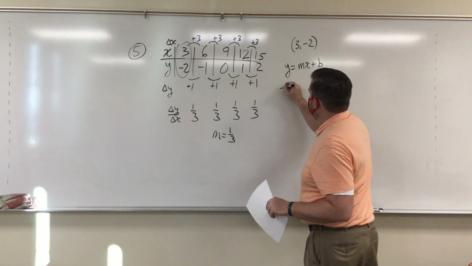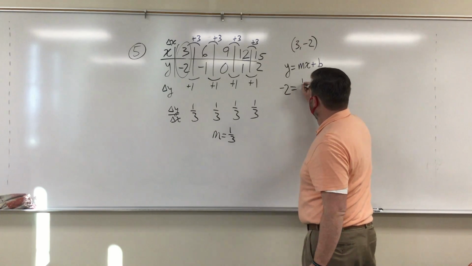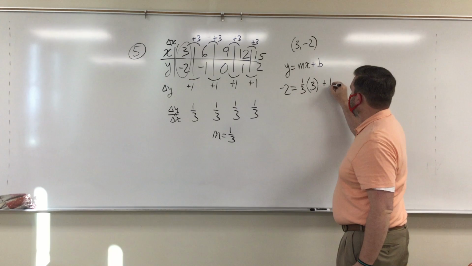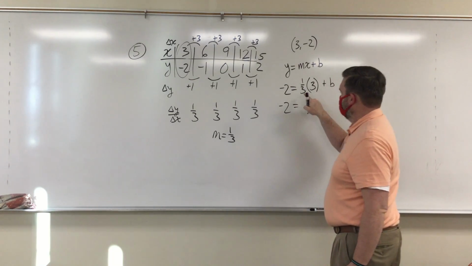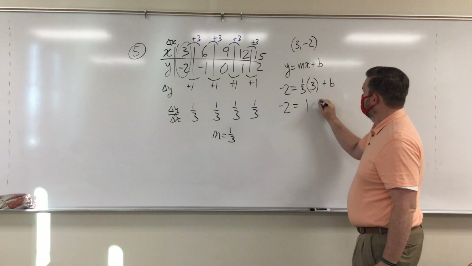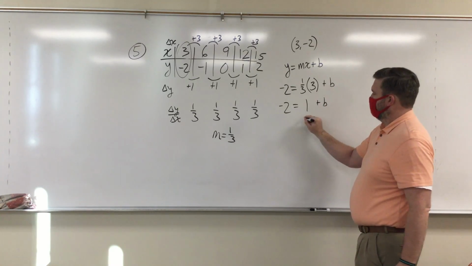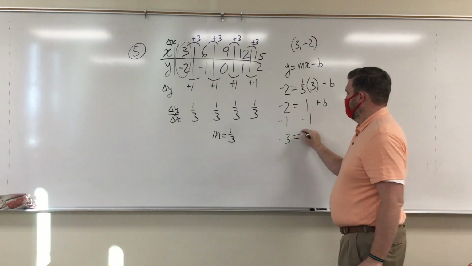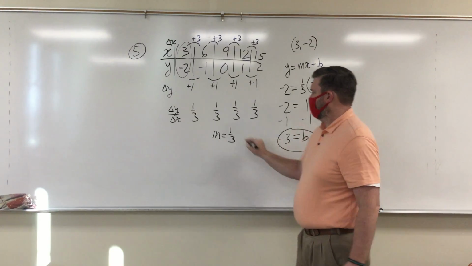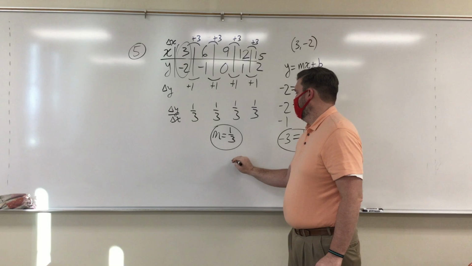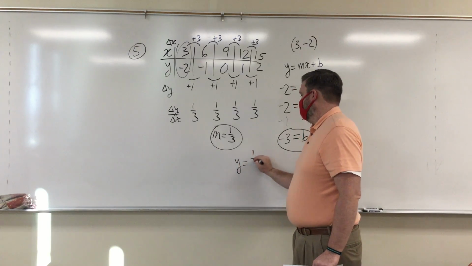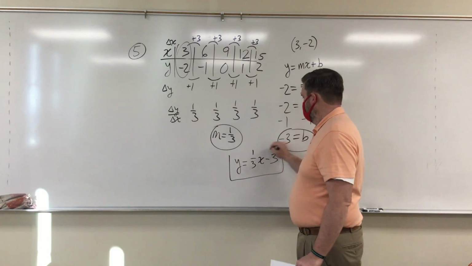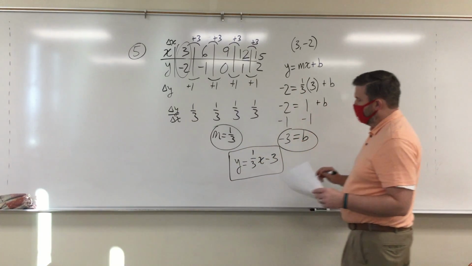All right, y is -2, m is 1/3, x is 3, so 1/3 of 3 is 1. Get rid of that constant by subtracting 1, same signs, keep and add, and we get a b of -3 and an m of 1/3, so we get y equals 1/3 x minus 3. So all of those were linear except number 2.